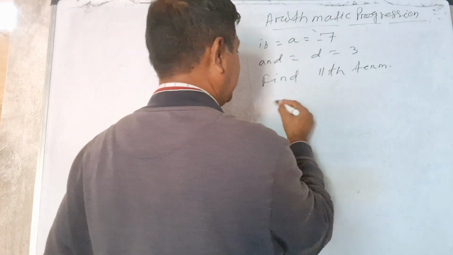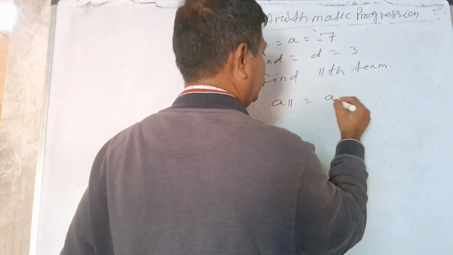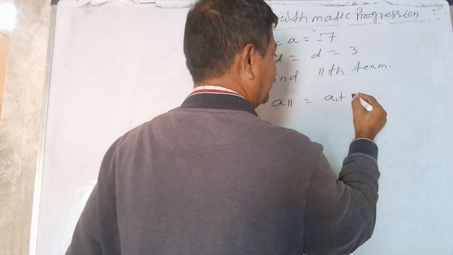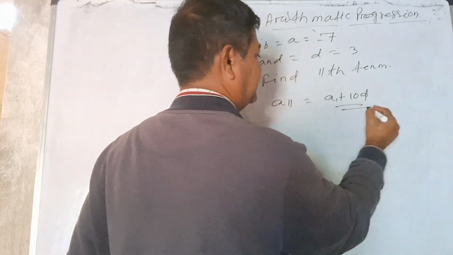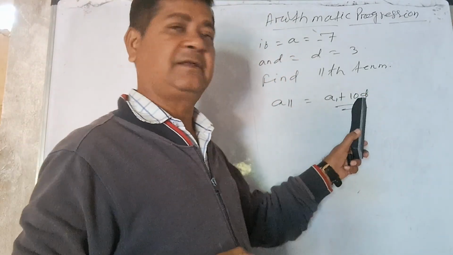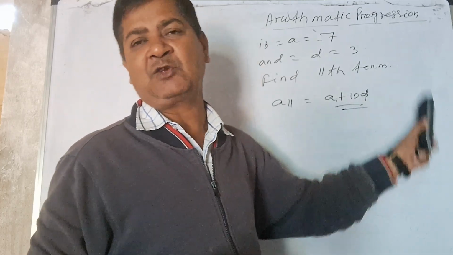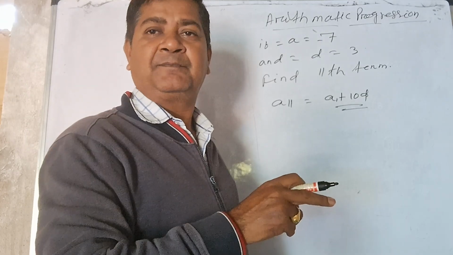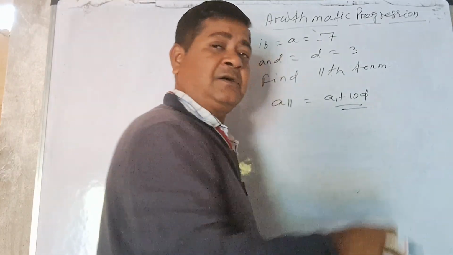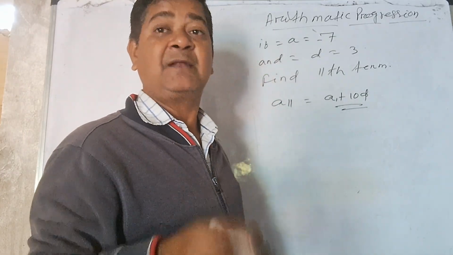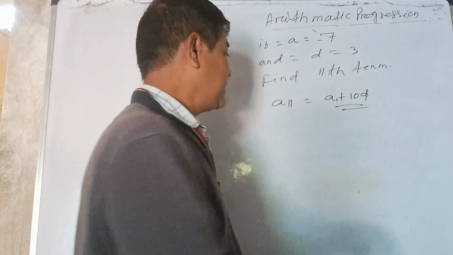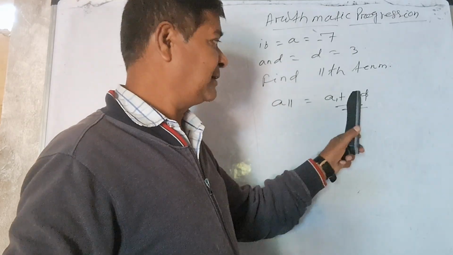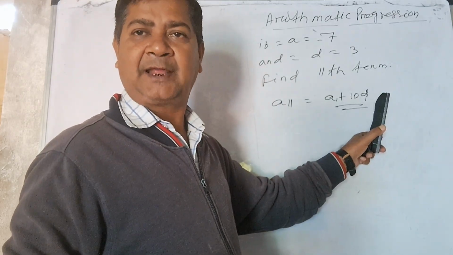11th term means A11 equal to A1, the first term, plus 10d. This is the formula for an. An formula: a plus n minus 1 into d. The number of the term, whatever it is, you take 1 less, n minus 1. If n is 11, then n minus 1 equal to 11 minus 1, 10.